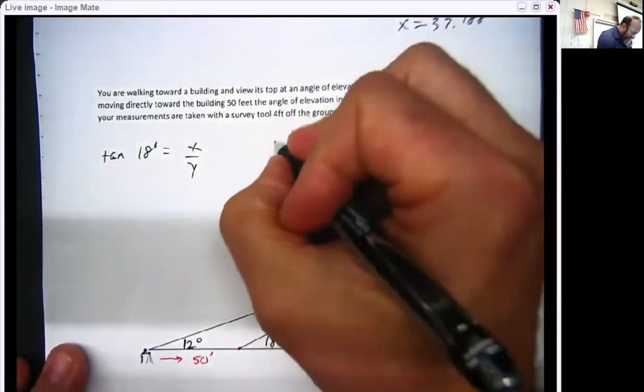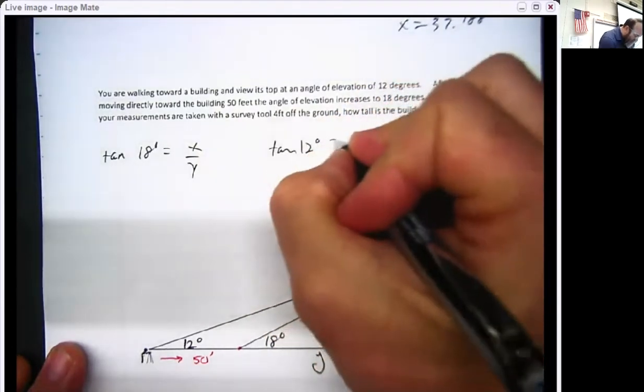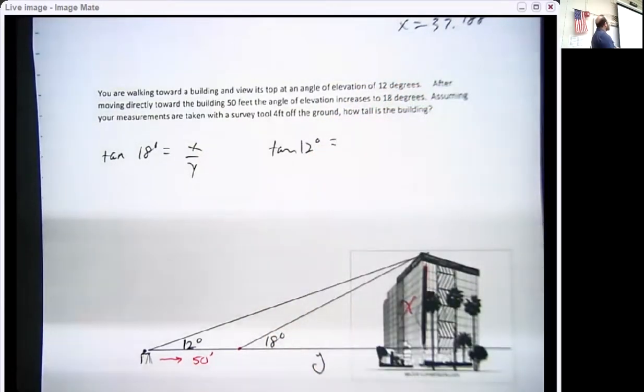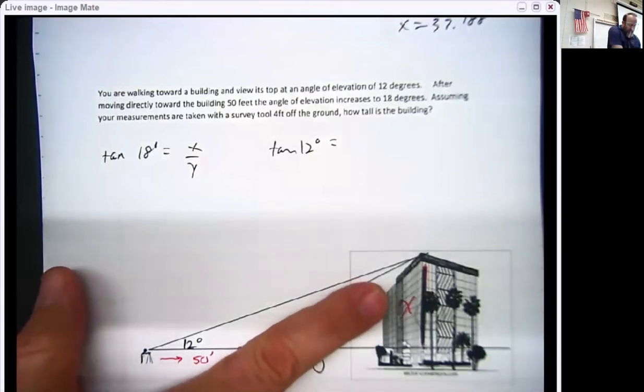So what about if I ask you about the tangent of 12 degrees? What would the tangent of 12 be? Now, tangent is opposite over adjacent. And so if we kind of went like this and just thought about the beginning of the story, what's opposite the 12?